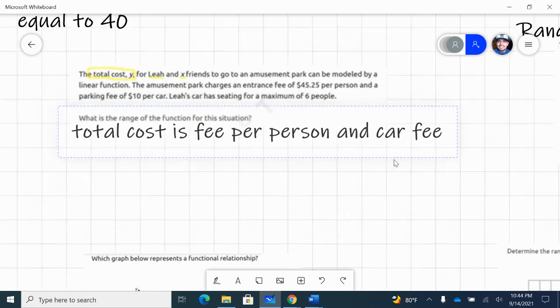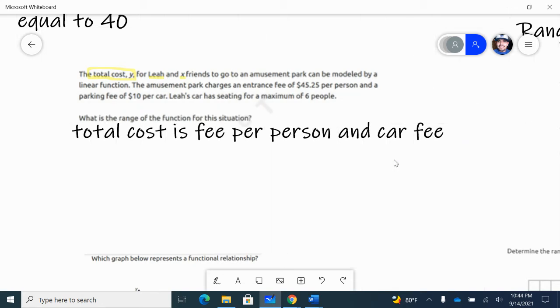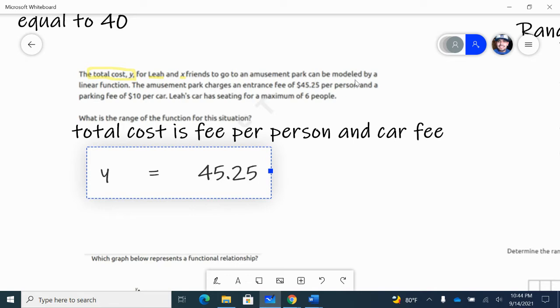So now, can I make an equation out of this? The answer is yes. Right? Total cost, y, equals fee per person. Well, how much is a fee per person? 45.25 per person. Do we know how many people are attending? The answer is no. So I would just get x, or times x. And, well, we know and means plus. Well, what is the car fee?